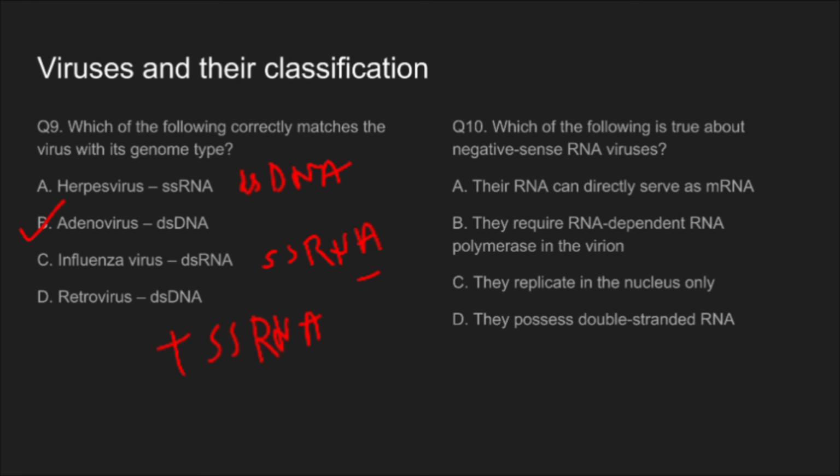Your options are: A. their RNA can directly serve as mRNA, B. they require RNA-dependent RNA polymerase in the virion, C. they replicate in the nucleus only, D. they possess double-stranded RNA. The correct answer for this question is option B. They require RNA-dependent RNA polymerase in the virion. Okay.